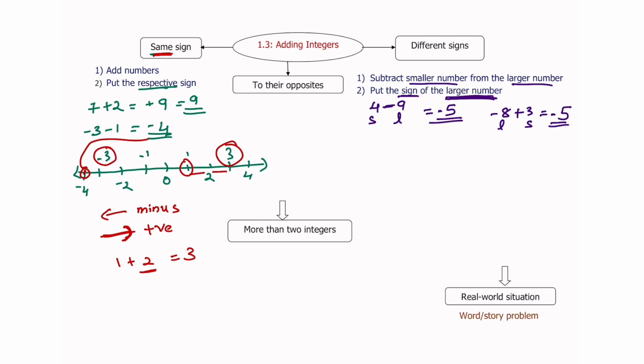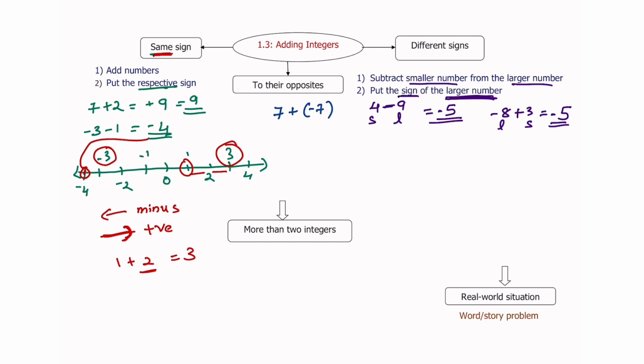And as we did for the first one, you can also do this on a number line to check your answer. And for that, it's the same process. Then it says opposites, the third part here. It's very simple, the simplest of all. For example, 7 plus minus 7. What's the answer?